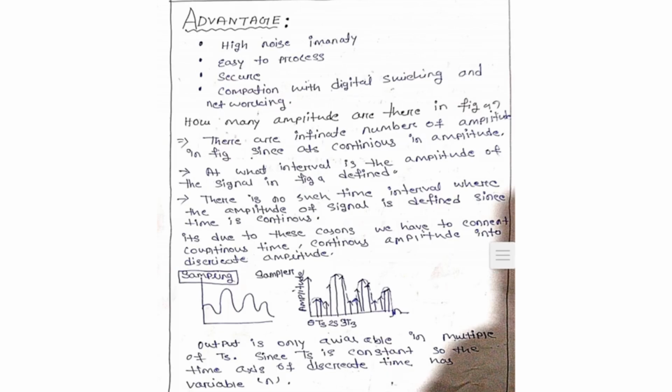How many amplitudes are there in the figure? There are an infinite number of amplitudes at that interval. The amplitude of the signal is continuous, so we have continuous time and continuous amplitude. The output is only available at multiples of Ts. Since Ts is constant, the time axis is discrete, with variable n.